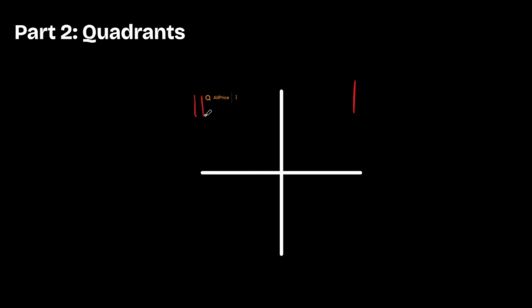Alright, so now we move on to the next part, which is quadrants. When we see a graph like this, there's 4 quadrants. So quadrant 1 is going to be right here. Quadrant 2 will be right here. Quadrant 3 right here. And quadrant 4 right here.